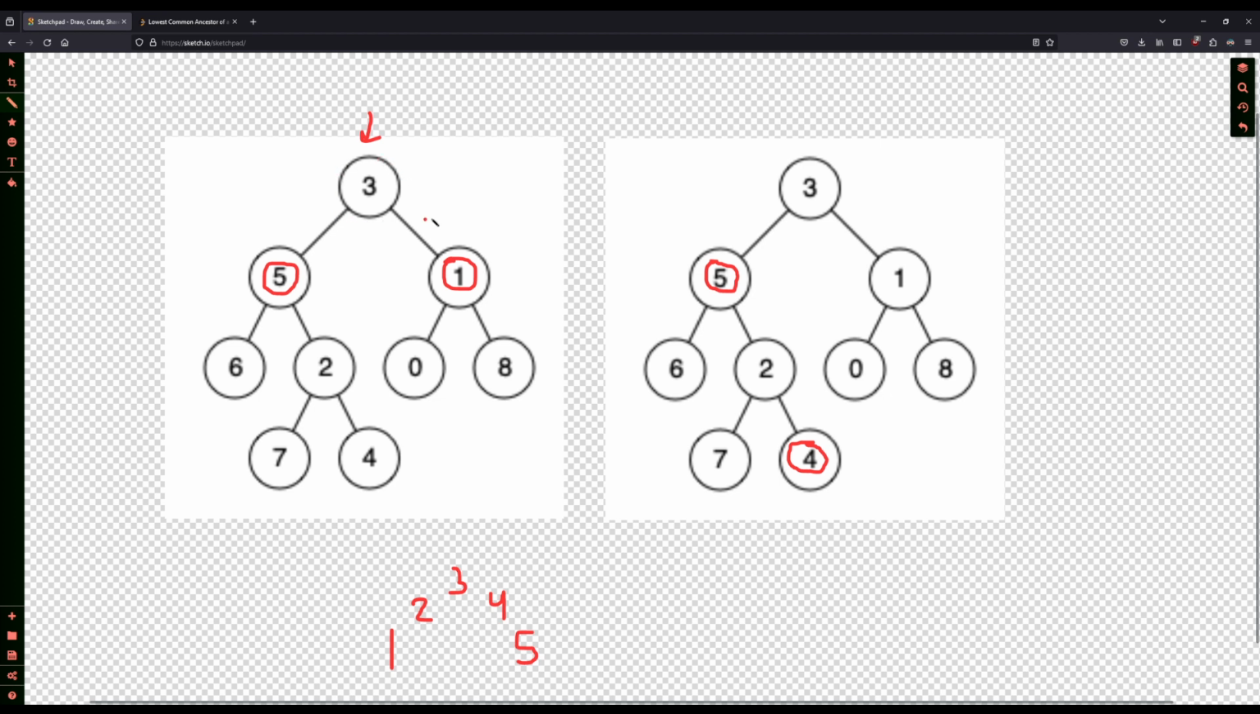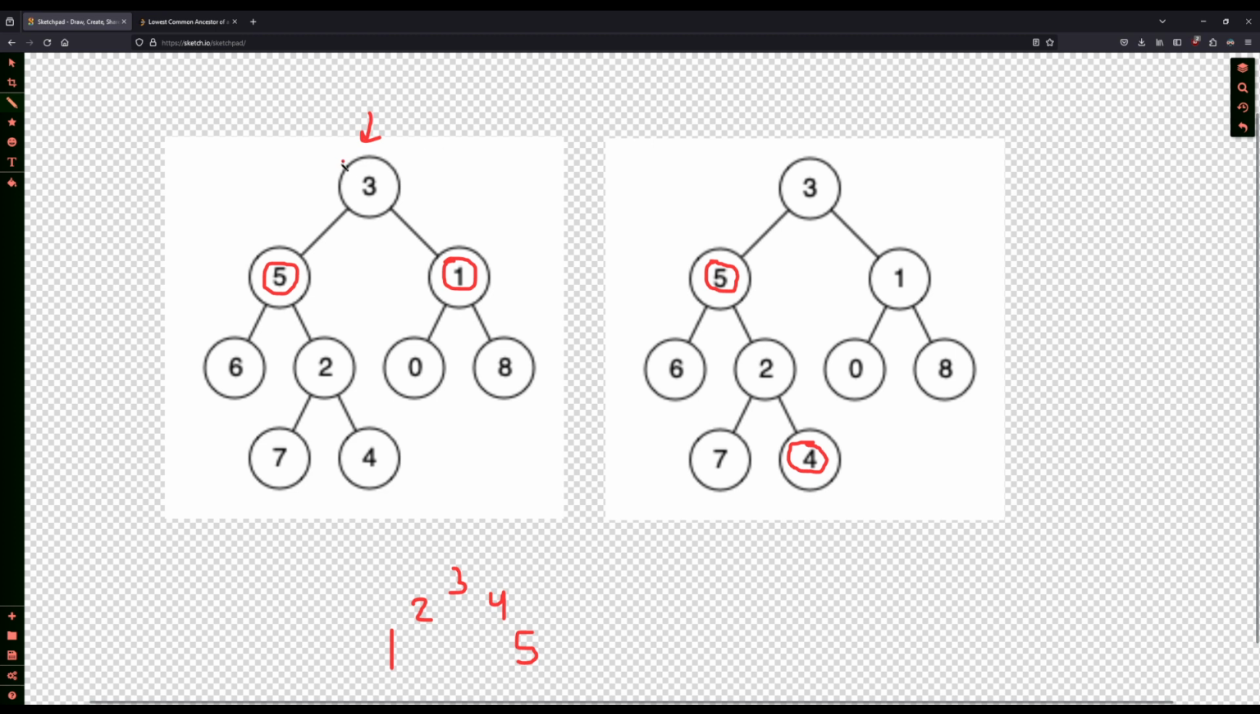I can check my root node to see if it's either P or Q. Now, if my root node happens to be one of the nodes I'm searching for, I can just end the problem, right? Because there is not going to be a common ancestor that is above the root node. So I could just end it there. So that's something to think about as maybe a base case for my recursion.